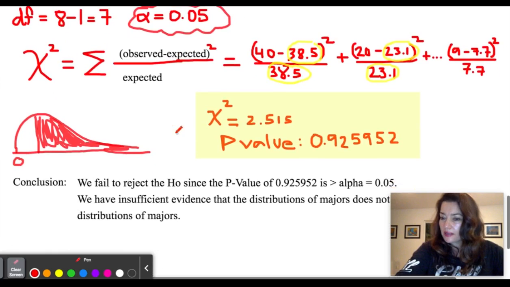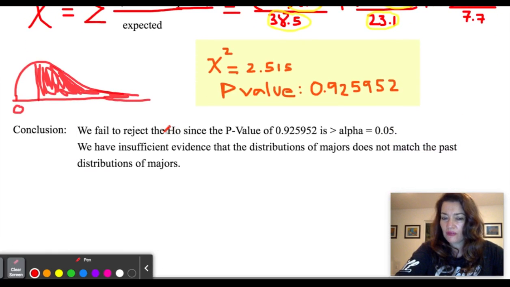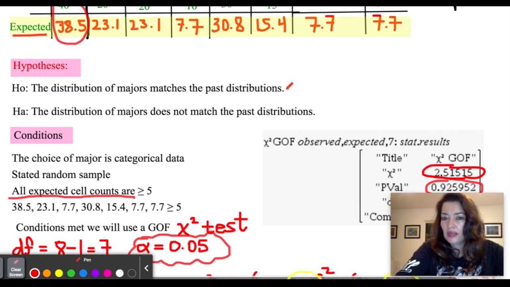So we're going to state the same conclusion as we always have. In the first sentence, we're going to mention our null hypothesis and the p-value. We're going to state we fail to reject the null since the p-value of 0.925952 is greater than alpha 0.05. We have insufficient evidence that the distribution of majors does not match the past distribution of majors. In other words, we're going to stick with the null hypothesis. We fail to reject it.